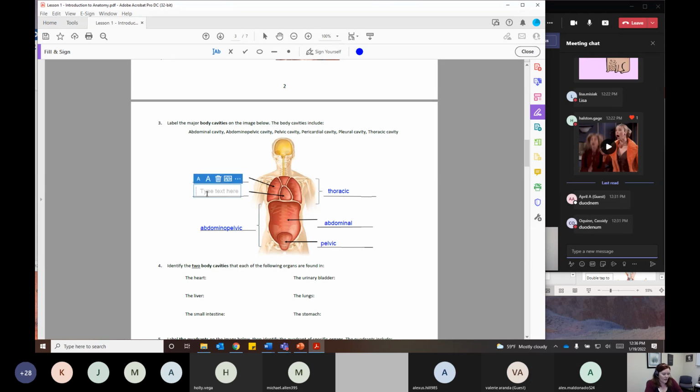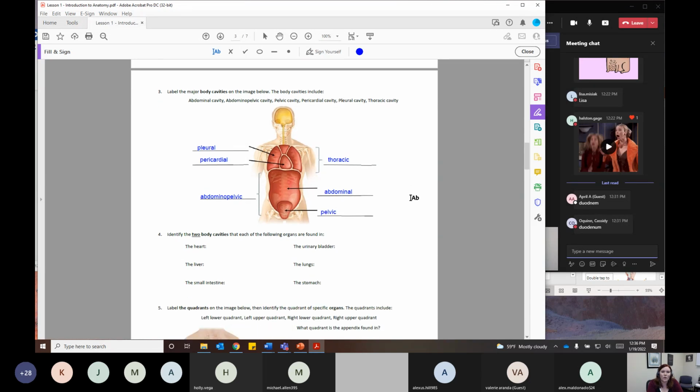We also have the pericardial cavity. Pericardial literally means around the heart. So the pericardial cavity is the specific cavity that the heart lives inside of. But the heart is also technically part of the thoracic cavity, which is the big chest cavity that we see here.